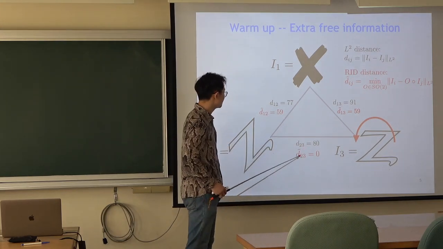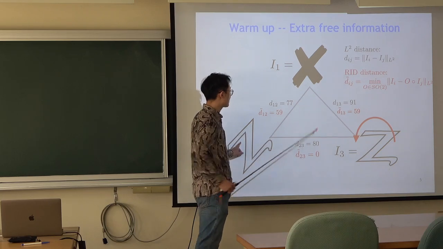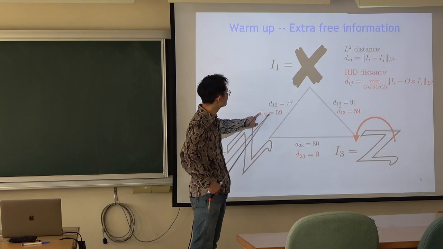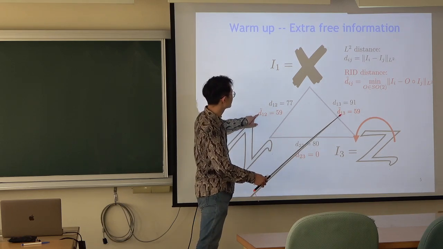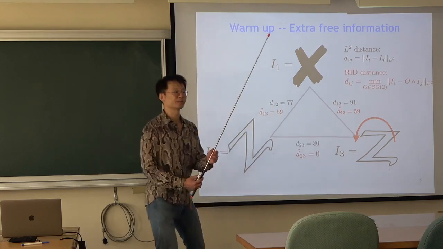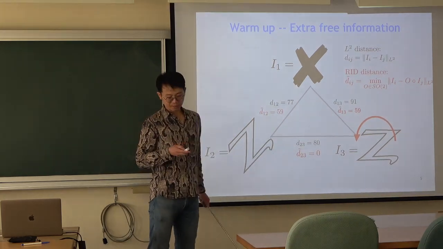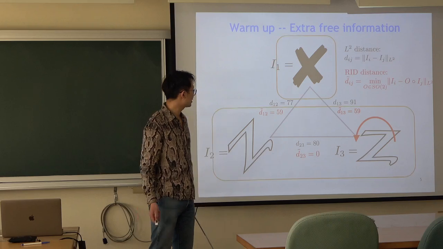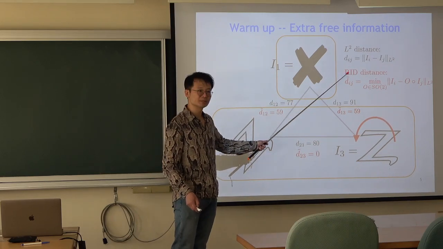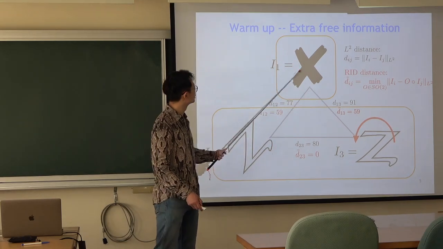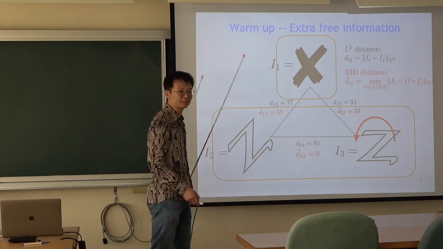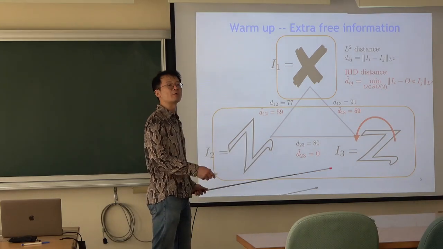Now you see D tilde 23, as expected, is 0, and D tilde 12 and D tilde 13 are 59. Good, isn't it? This suggests that by taking the RID distance, you can group or cluster these three images into two clusters that fulfill our perception.